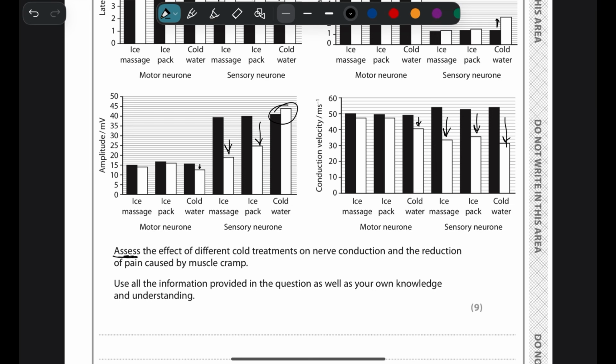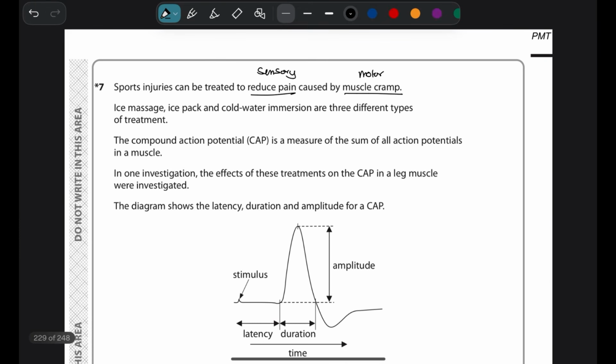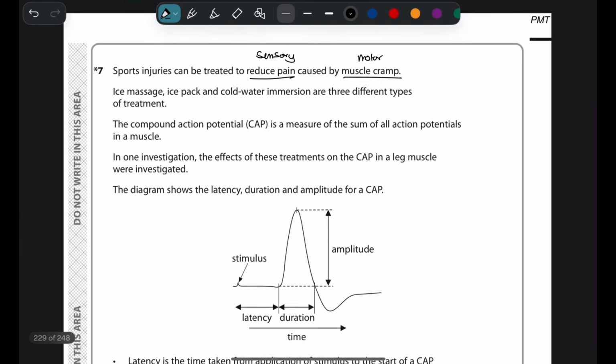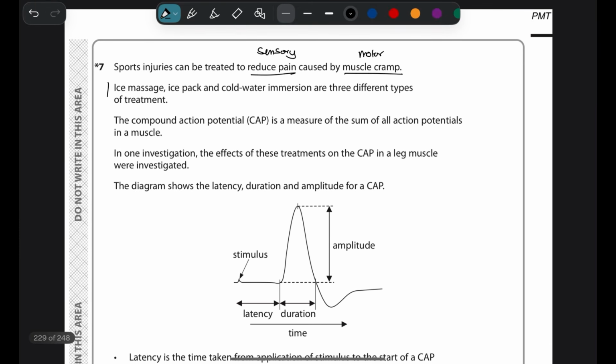Cool. Now it's a 9 marker. So what I also really like to do is just critique our answer a bit. In terms of the limitations of the study, let's quickly see what was done. They said ice massage, ice pack, and cold water immersion. One thing they haven't mentioned is the temperature used. So maybe the cold water was genuinely just colder than the ice massage and the ice pack. I don't know. So temperature is something that I'd probably mention here.